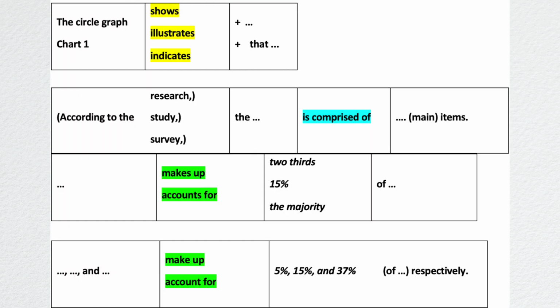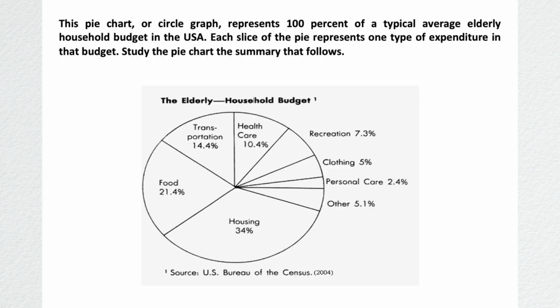Here are a few useful language structures you can use in interpreting pie charts. Now pause the video, study this pie chart and the model answer that follows.